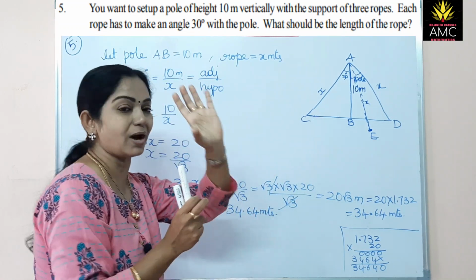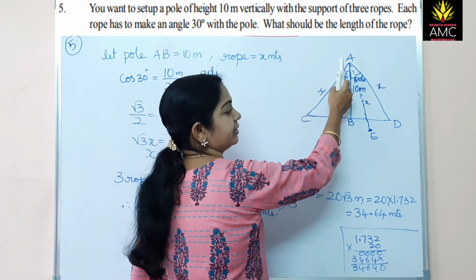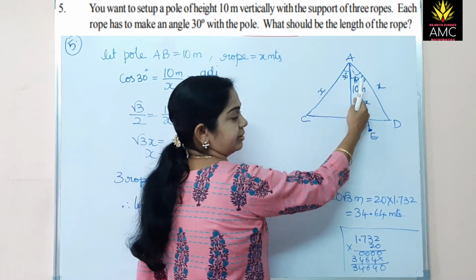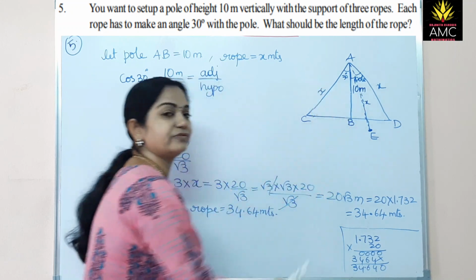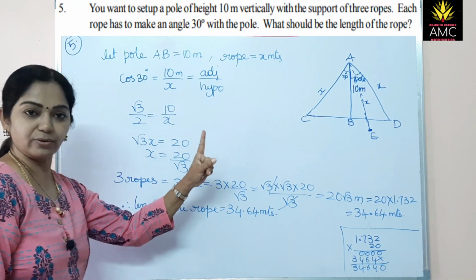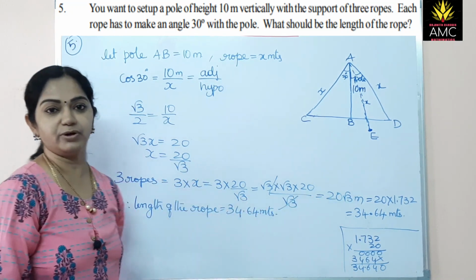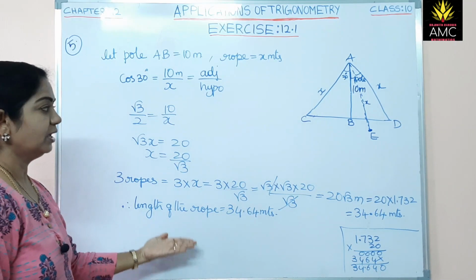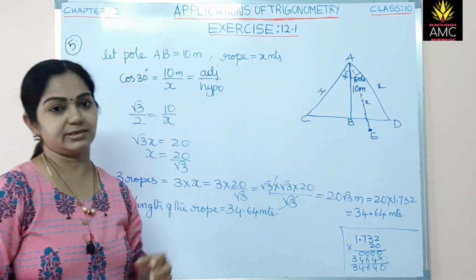So let me take one triangle. With 30 degrees, the pole is the adjacent, whereas this is the hypotenuse. Adjacent and hypotenuse, I have to go for cos. So I used the cos function, found one rope length and multiplied it by 3 ropes. We got it as 34.64 meters. In this way we can easily calculate the application of trigonometry exercise problems.